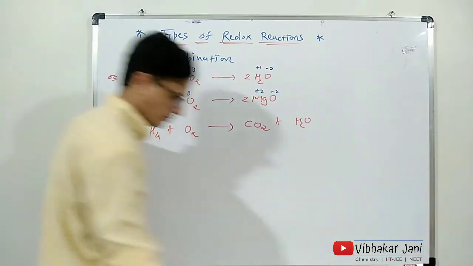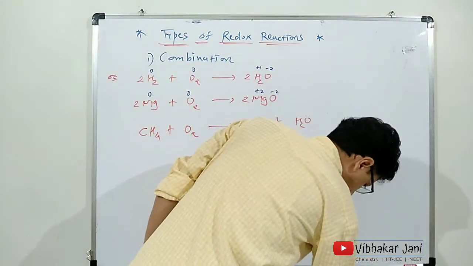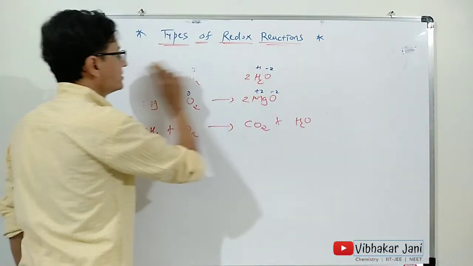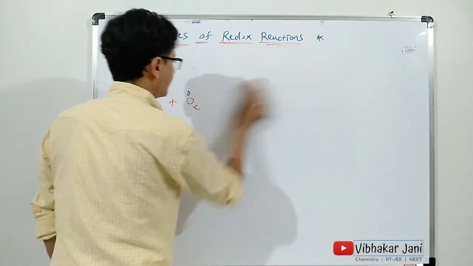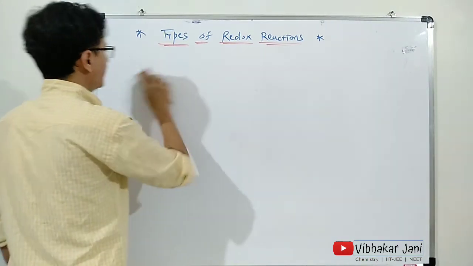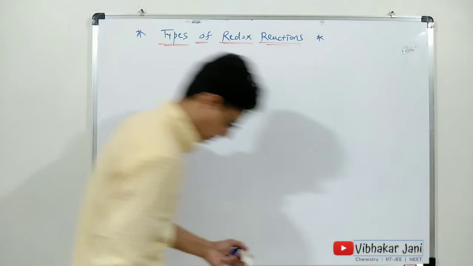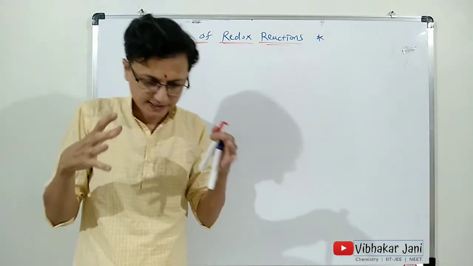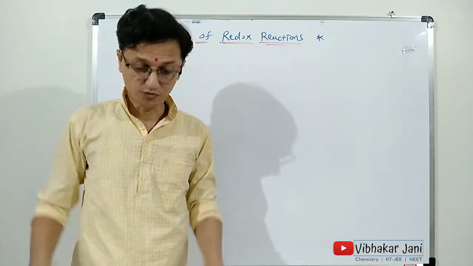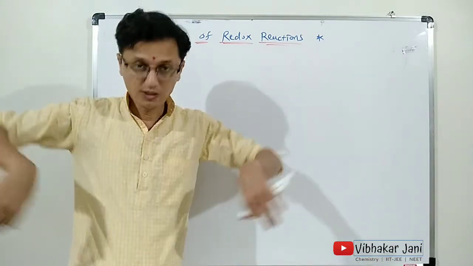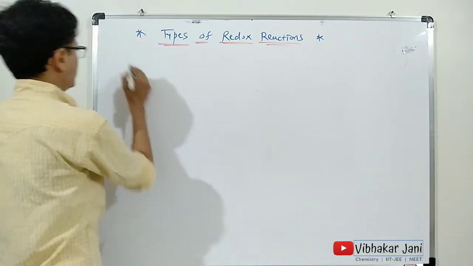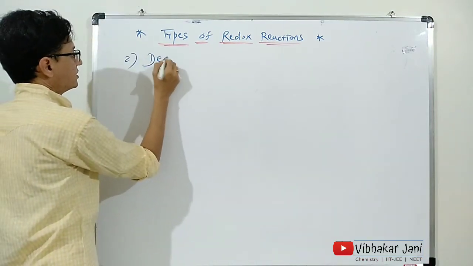Okay, now the second is decomposition reaction. It is totally the reverse of combination. Combination means two substances combine. Decomposition means one substance is broken into more than one substance. Let us take some examples.